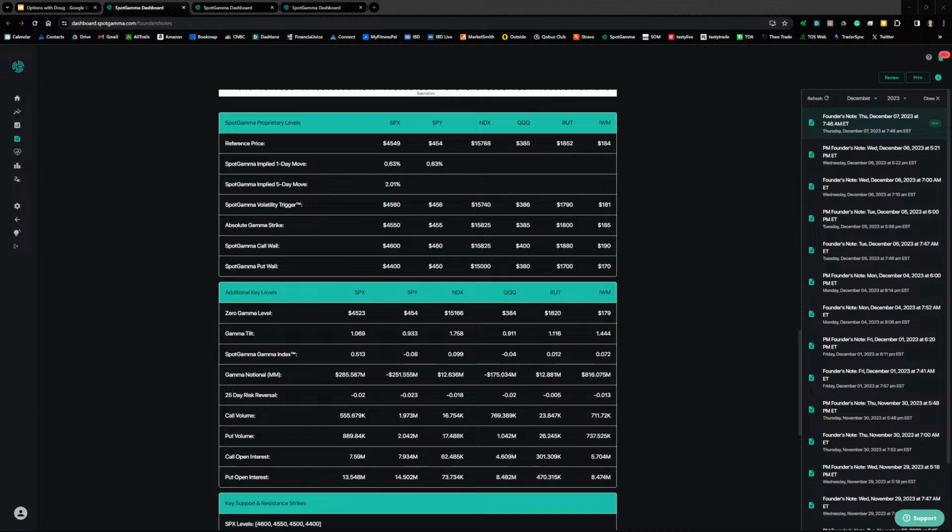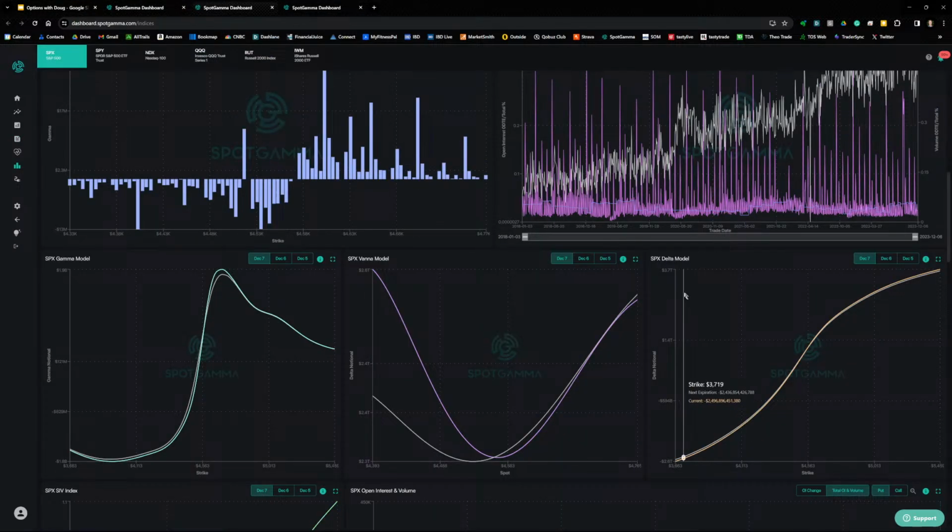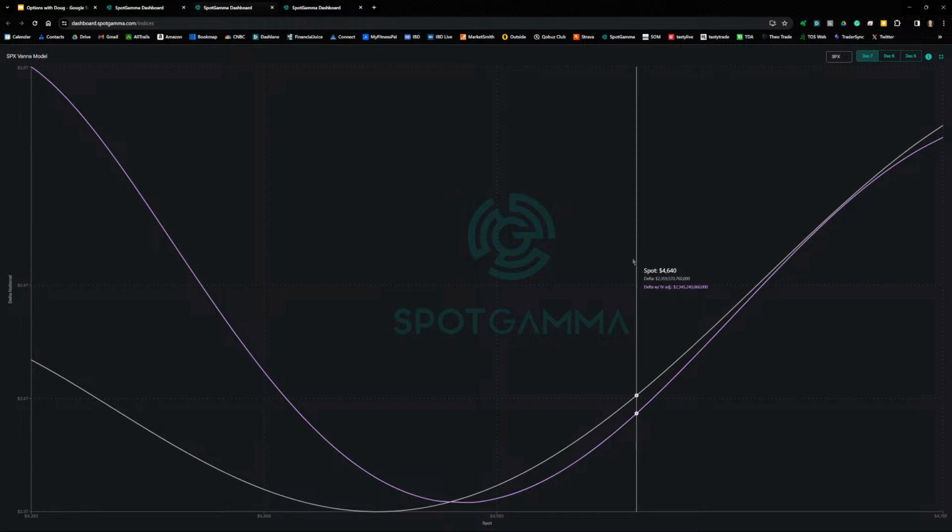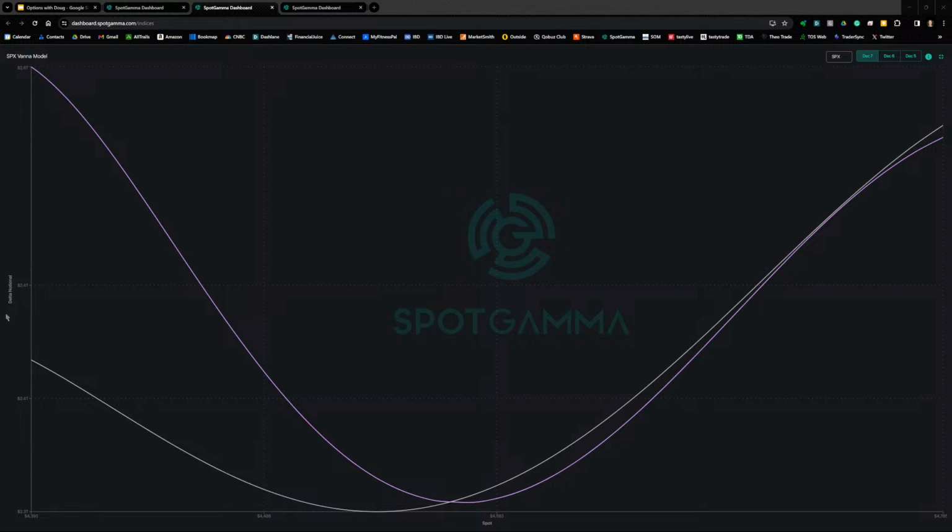All right, let's take a look at the Vanna model now to get an idea of what that means, a graphical representation. This is the Vanna model for SPX. What this chart is showing is market makers' delta notional on the vertical axis and the price for SPX on the horizontal axis.